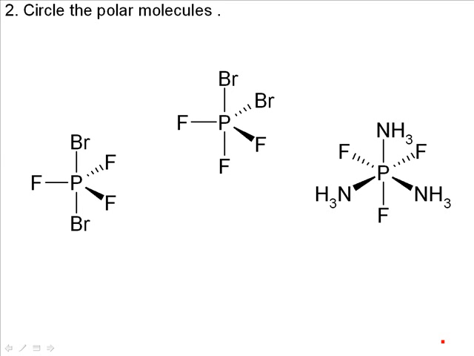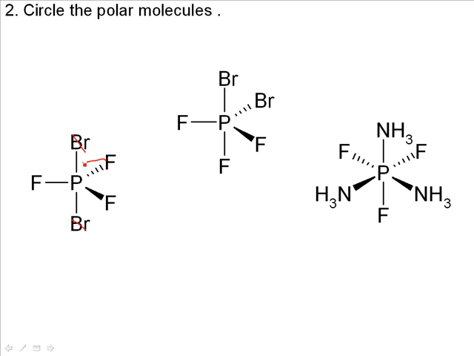In number 2, you need to be able to visualize the molecules in 3 dimensions in order to determine whether they are polar. Alright, so for the first molecule, this is a trigonal bipyramidal molecule. I have drawn it in the 3-dimensional representation, and based on this, the bromines will cancel each other out because they are directly across from each other.